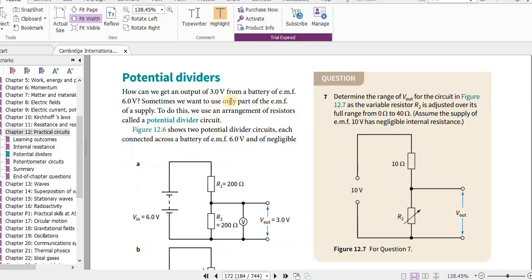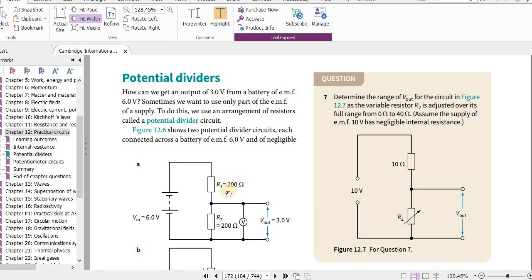How can we get an output of 3 volts from a battery of EMF 6 volts? If the resistance here and the resistance here are the same, and if there are only 2 resistors in this connection, then the potential divides equally. The potential difference across them will be the same. So it will be 3 volts across this and 3 volts across this because of Kirchhoff's law. The sum of EMFs around a loop should be equal to the sum of potential differences. And also you have learned that the greater the resistance, the greater will be the potential difference across it.